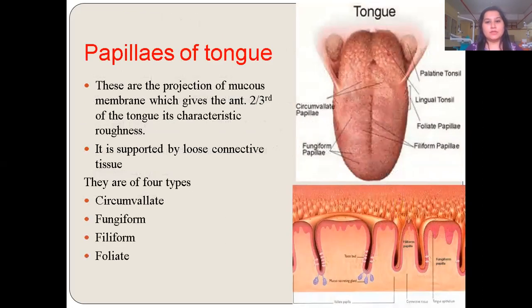Coming to the papillae of the tongue, which is a very important part of the tongue. These papillae are nothing but the projections of mucous membrane, which give the anterior 2/3 of the tongue its characteristic roughness. Here you can appreciate that our tongue is not very smooth. It has a slightly rough appearance. It is supported by the loose connective tissue. There are 4 types of papillae. First is the circumvallate papillae, the fungiform papillae, the filiform papillae, and the foliate papillae.